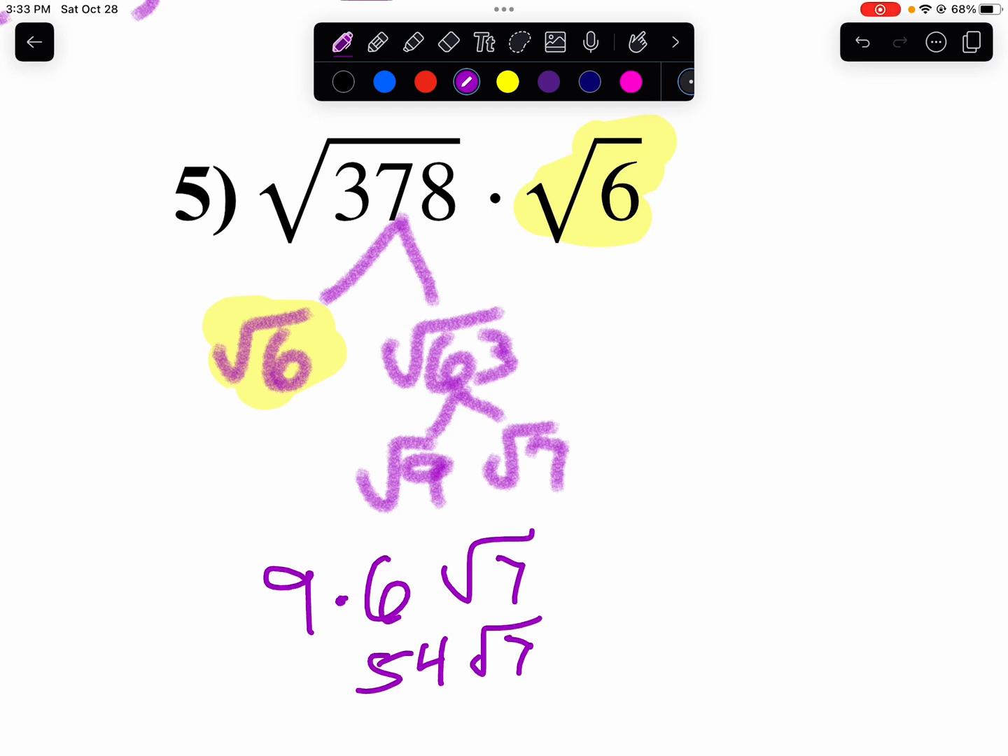And I made a mistake there, didn't I? The square root of 9 is not 9. Duh. The square root of 9 is 3. Let's try that again. 3 times 6 is 18 square roots of 7. And there's our answer.